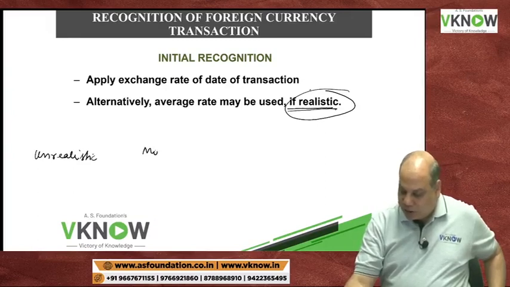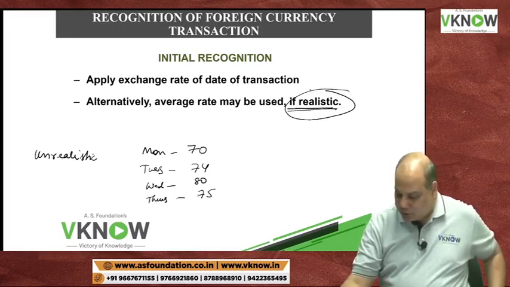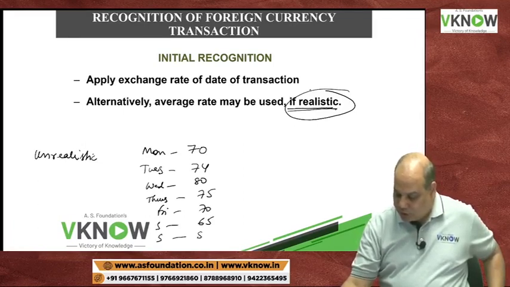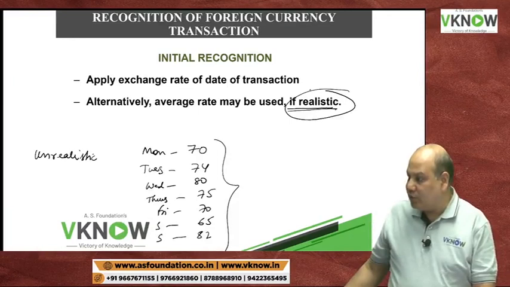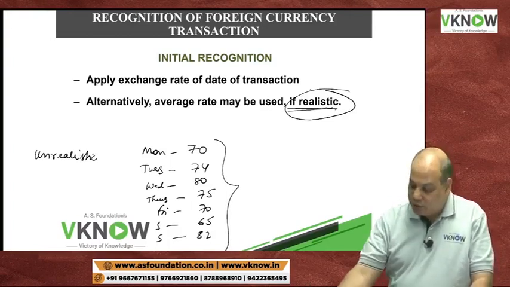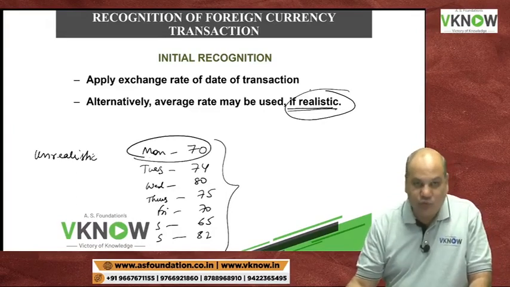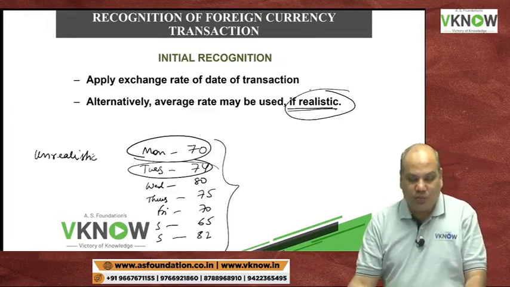Example, Monday, the rate is 70. Tuesday, just for example, rate is 74. Wednesday, rate is 80. Thursday, rate is 75. Friday, the rate is 70. Saturday, 65. Sunday, 82. Oh my God! This is an extraordinary example. So much fluctuation will not happen. But if something like this happens, then it is unrealistic. Then in that case, the ideal accounting would be: transaction which took place on Monday, apply 70. Transaction which took place on Tuesday, apply 74.